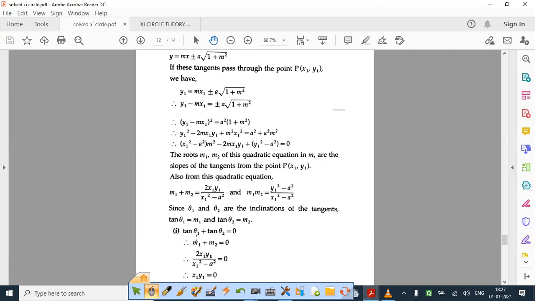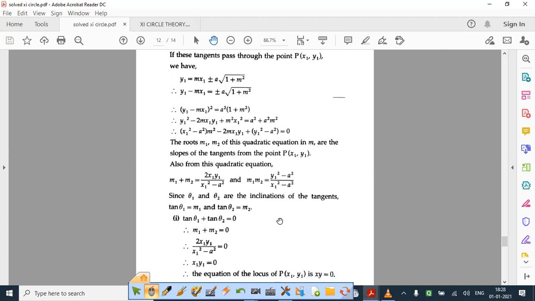Now first part, tan theta 1 plus tan theta 2 is given to be 0. That is, m1 plus m2 is 0. But m1 plus m2 is this. So x1 y1 equal to 0. So what is the equation of locus? xy equal to 0. Now can you tell me what xy equal to 0 stands for? I'll give you 2 minutes.